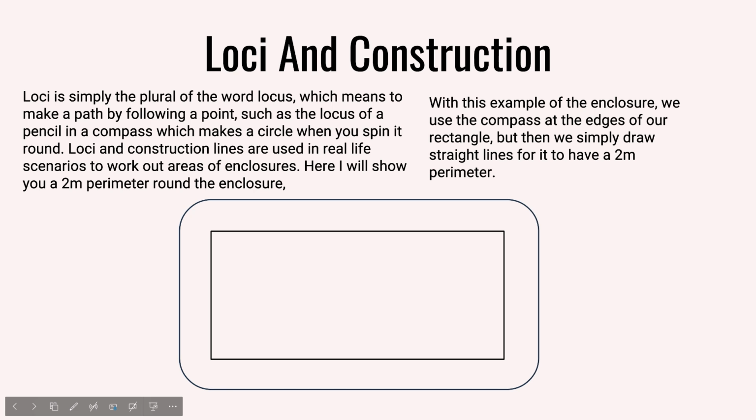So with this example of the enclosure, we use the compass at the edge of our rectangle, and then we simply draw straight lines for it to have a 2 meter perimeter above our rectangle. The reason we use the compass at the edge is because if we drew a big rectangle outside our little rectangle, at some points it would be more or less than 2 meters away from the edge of the smaller rectangle, which is why it's a curve, because this will always make sure it's 2 meters away.